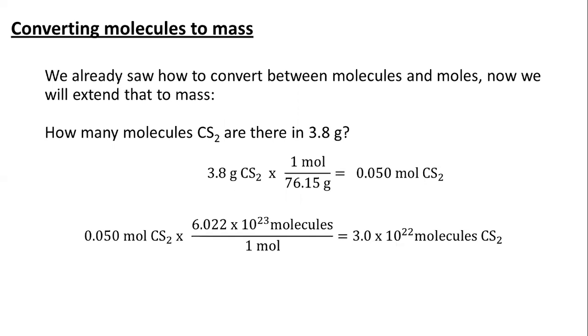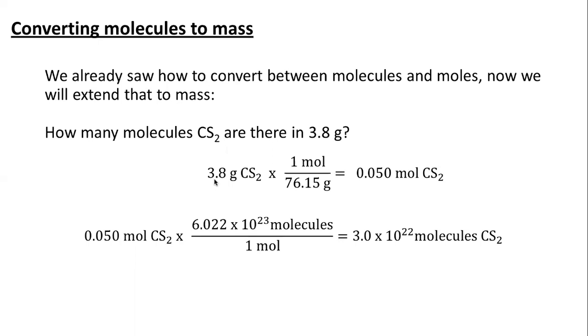Now, we converted from moles to mass and mass to moles. But remember, we know how many molecules are in a mole. So let's figure out how many molecules we have by converting from molecules to mass. So we already saw how to convert between molecules and moles. Now we can extend that to mass. So we can ask the question, how many molecules of carbon sulfide are there in 3.8 grams?